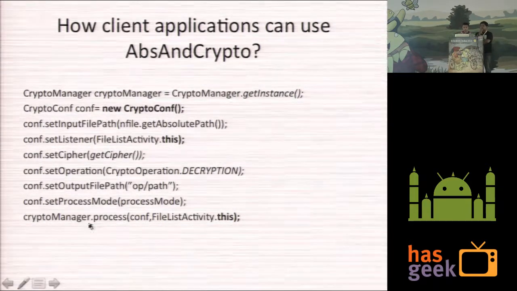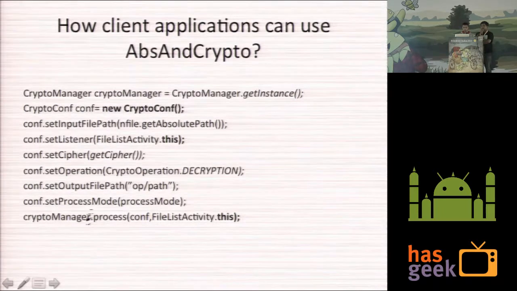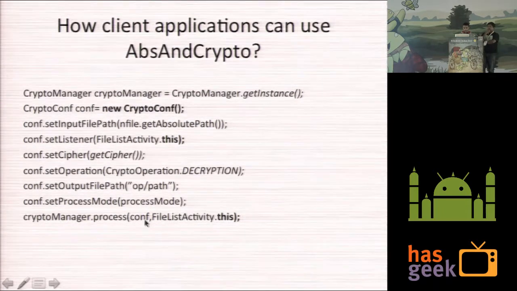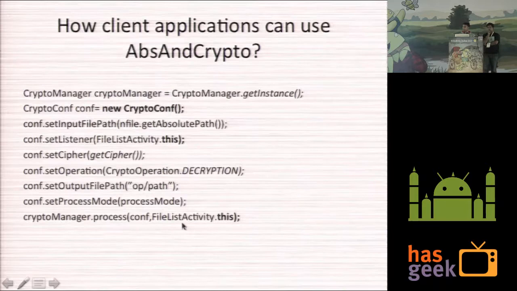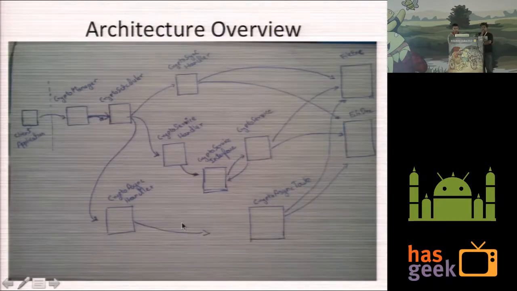And then finally, you call this process method, and you pass in the configuration object, and the rest of the thing the library will do for you.